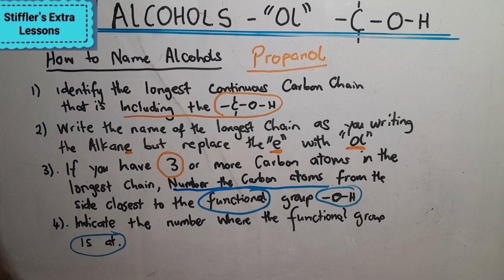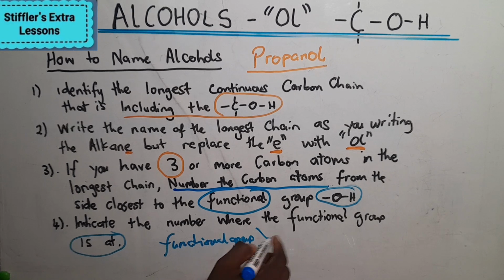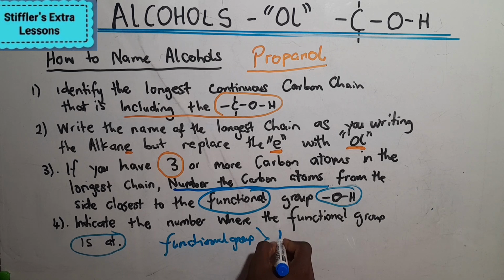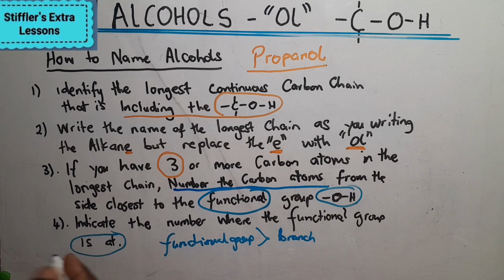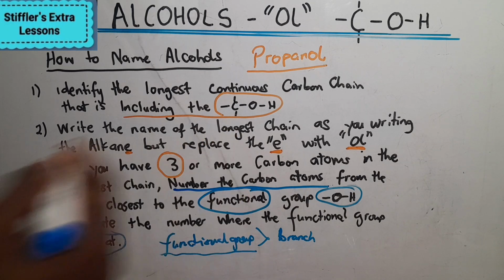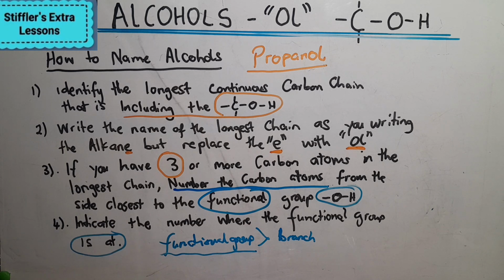And always remember as well, the functional group is more prioritized than the branch. So if we are having the branch at another end and the functional group at another end, we start with the side that is closest to the functional group more than the branch, right? So let's get some examples on how to name these alcohols, and then from then we can talk about the primary, the secondary, and the tertiary alcohols.